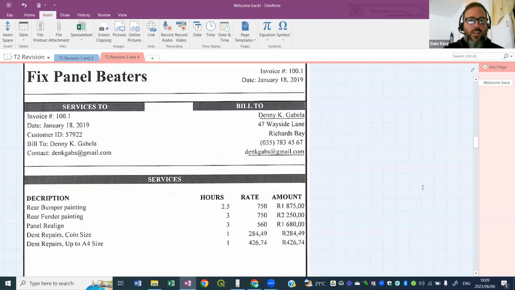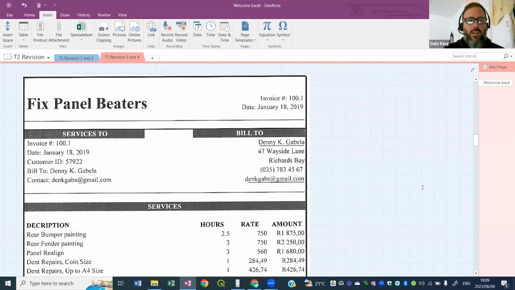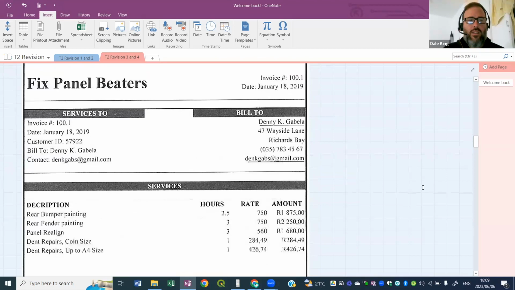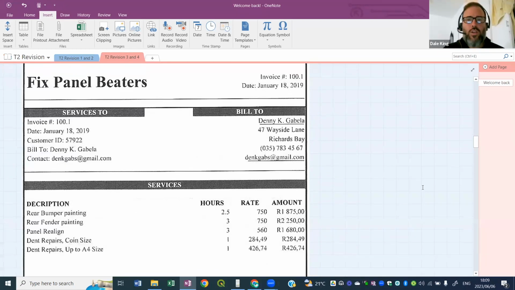All right, so here is our first financial document. It is an invoice, okay? This is for a panel beating shop. I hope you guys can see the document on your screen there. I haven't shown you the whole thing, just a part because it's quite big, but I've enlarged it so you can see all the text. Just shout if you're having problems seeing it.